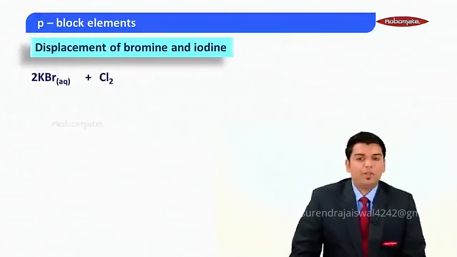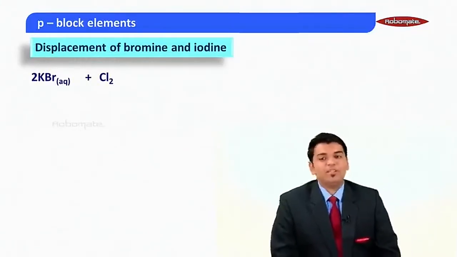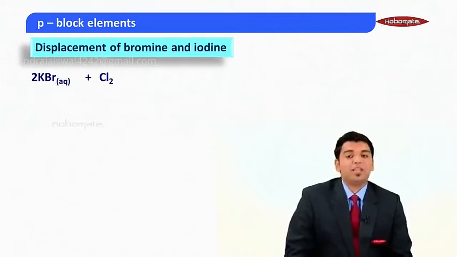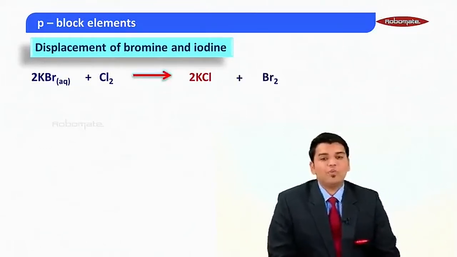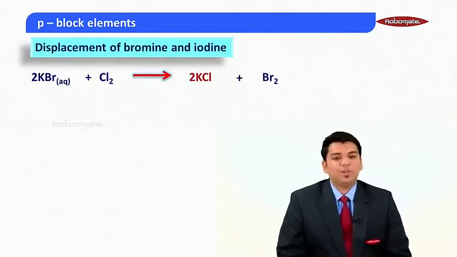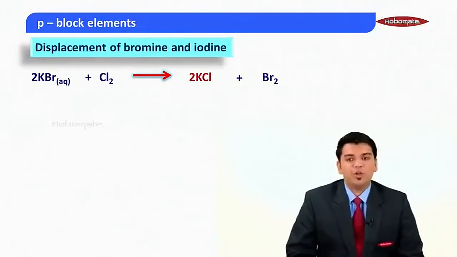Now for example, if we take KBr and we add Cl2. What happens here is that bromine is displaced by chlorine to give the products as KCl, which is potassium chloride, and Br2, that is bromine. This happens as Cl is much more electronegative as compared to bromine.